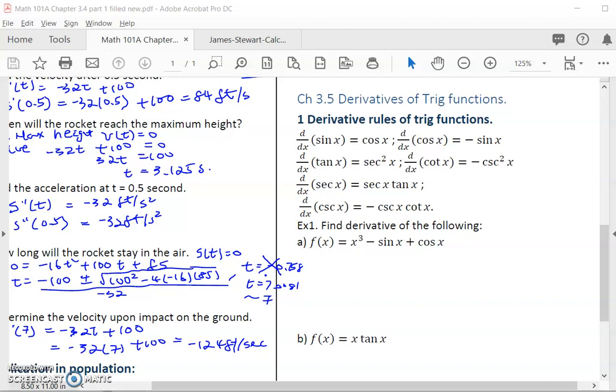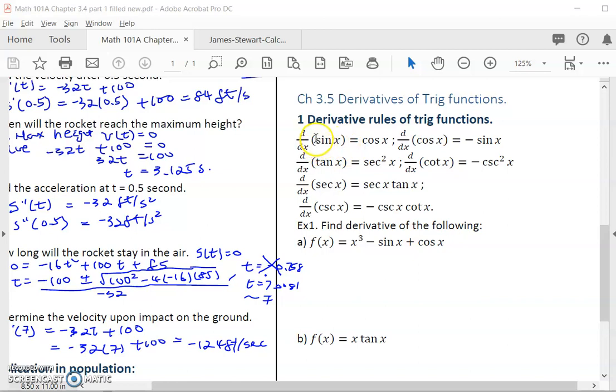Hi Calculus student, this video is for chapter 3.5, derivatives of trig functions. So we learned how to do the derivative of x to the n using the power rule, so we can do derivatives of polynomials. We can also do derivatives of rational functions using the quotient rule and product rule. So we are moving on to find the derivative of trig functions, namely sine, cosine, tangent, cotangent, secant, cosecant, these 6 trig functions.